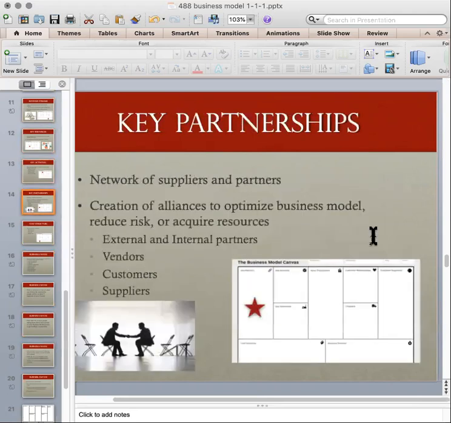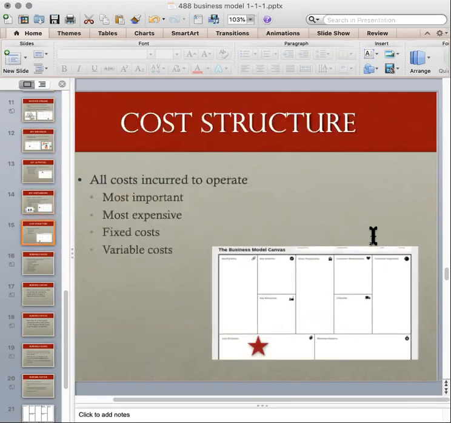Key partnerships describe the network of suppliers and partners that make a business model work. Companies forge partnerships for many reasons, and partnerships are becoming a cornerstone of many business models. Companies create alliances to optimize their business models, reduce risk, or acquire resources. These can be external or internal partners within the company, vendors, customers, and suppliers, all different things to consider.